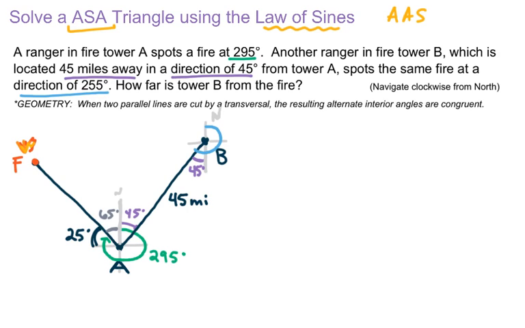90, 180, 255 is a little bit past right here. And when I draw my line from B to F, now I have created a triangle. I have triangulated the fire. All right, so we have some angles to think about up in here.